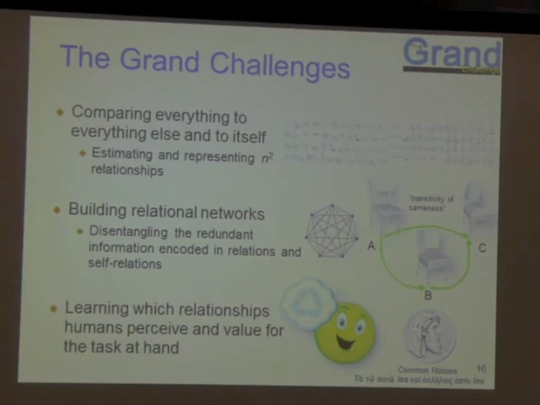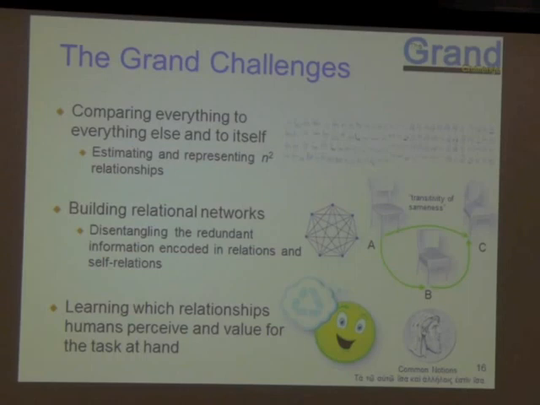How to disentangle this, to find essentially what is the independent information in this network of relationships, is part of what we have to do. And of course, finally, not all the relationships are equally important. We have to understand which relationships are the most important for us as humans in understanding this data, and which ones help a particular task. Okay, so this is the basic philosophy, the basic plan behind this work.